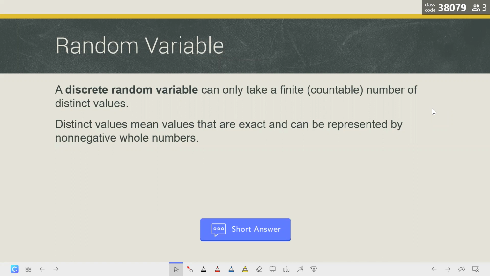Ibig sabihin buo. Pag nagbilang tayo 1, 2, 3, 4, di ba 1 by 1? Hindi naman tayo nagbibilang kunwari ng 1, 1/2, 3/4, 1/6, 2, di ba? 7/9. Hindi naman tayo ganun magbilang, right? So when we have a discrete random variable, we count exact values of variable. And remember that the values of a discrete random variable is represented by a non-negative whole number.